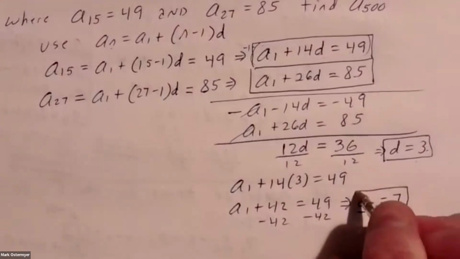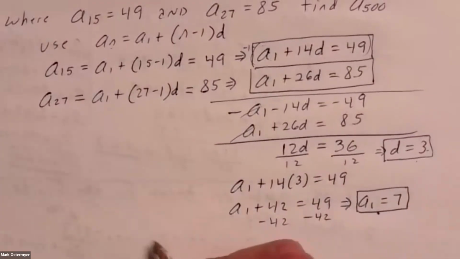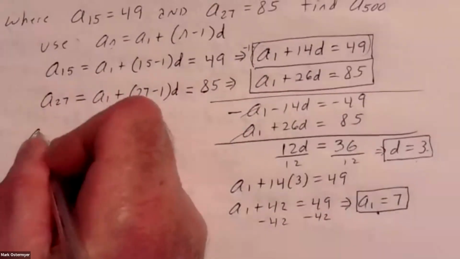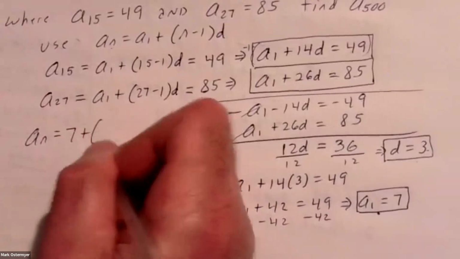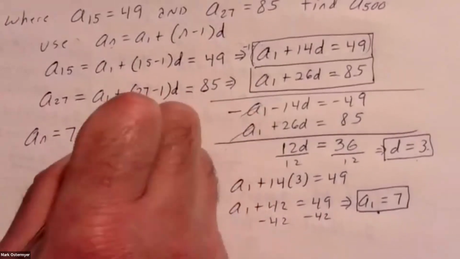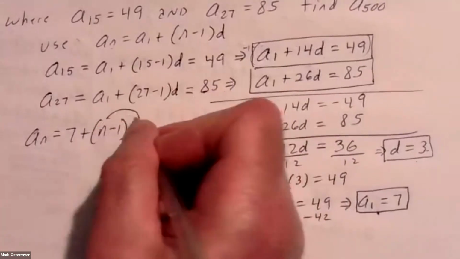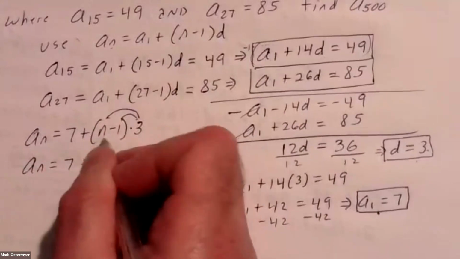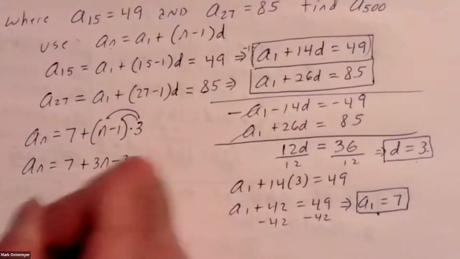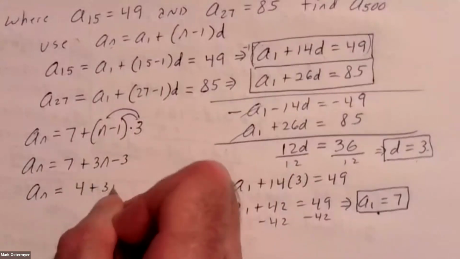And now we know the first term of our arithmetic sequence. Now we can write the nth rule. The nth rule is going to be a sub n is equal to our first term, which is 7, plus n minus 1 times my common difference, which is 3. Simplifying this, I have 7 plus, distributing the 3, 3n minus 3. My nth rule, therefore, is going to be 4 plus 3n.